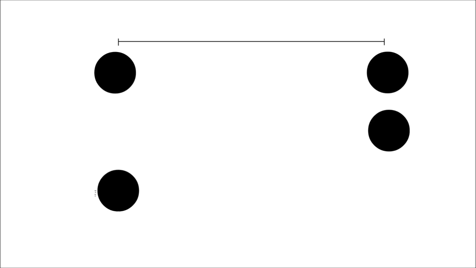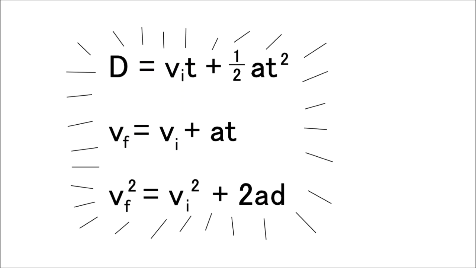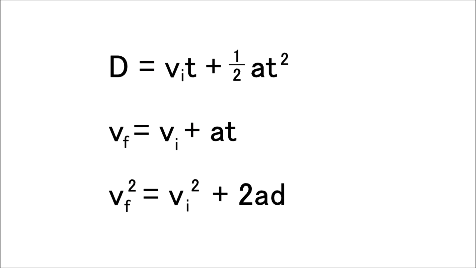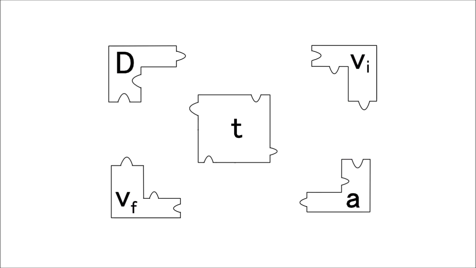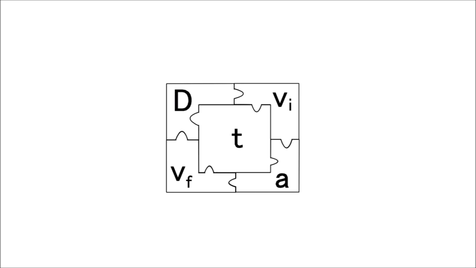Basically, when we work with kinematics, we want to find out how far an object moves, how fast it moves, or how fast it accelerates. To do this, we have three general equations. In these equations, there are 5 different variables: displacement, initial velocity, final velocity, acceleration, and time. In a way, these variables are like pieces of a puzzle, where using the equations, you can put it all together to see the big picture.